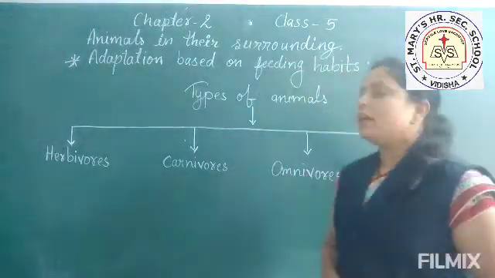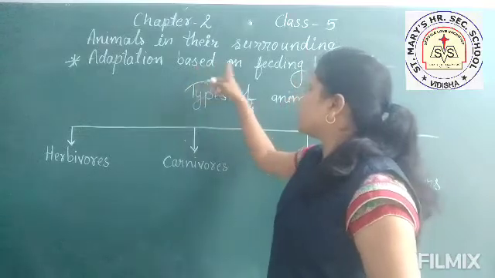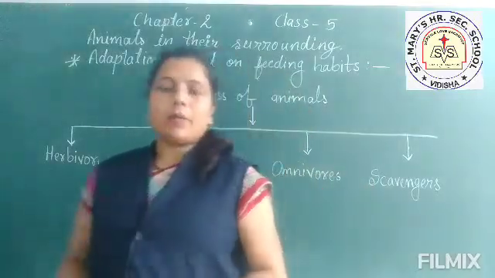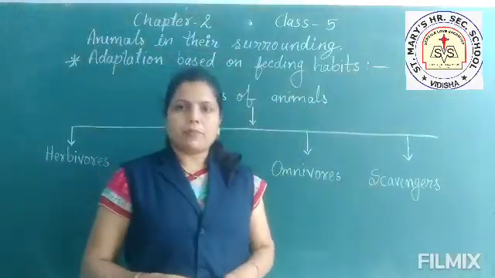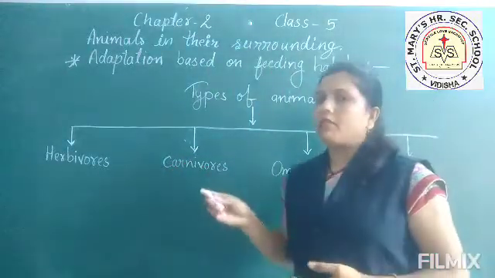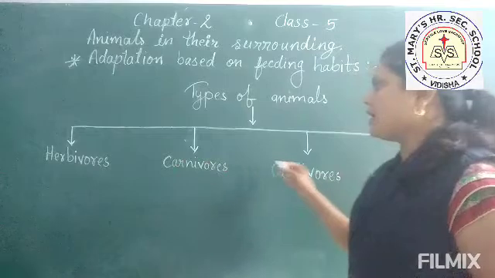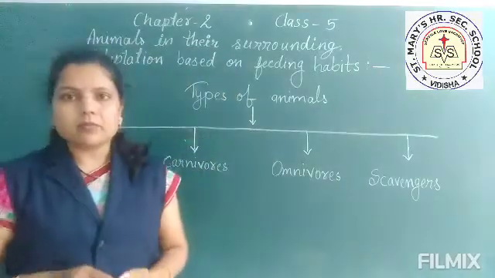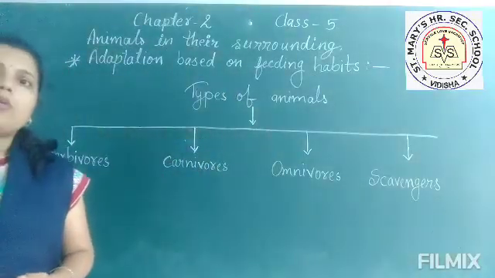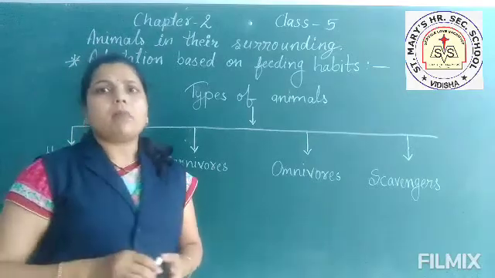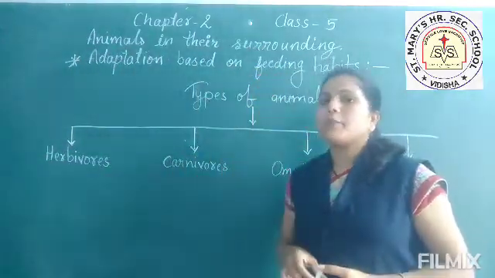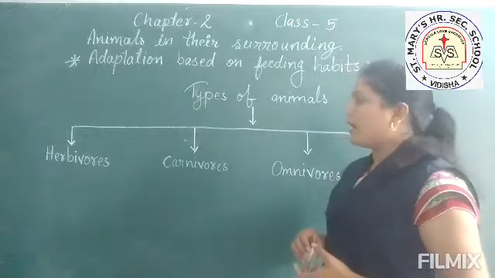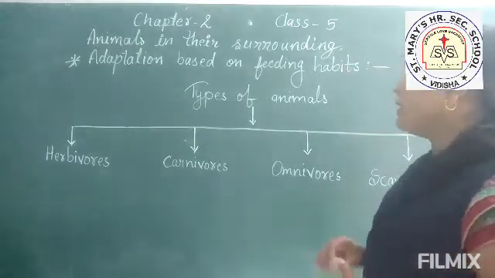So here we will learn about adaptation based on feeding habits, because every animal has different feeding habits. They eat different types of food. So that's why we have divided the animals into different categories, because every animal has different eating habits. On the basis of what animals eat, their mouth parts are broadly modified. So, according to this basis, we divided the animals into different categories.